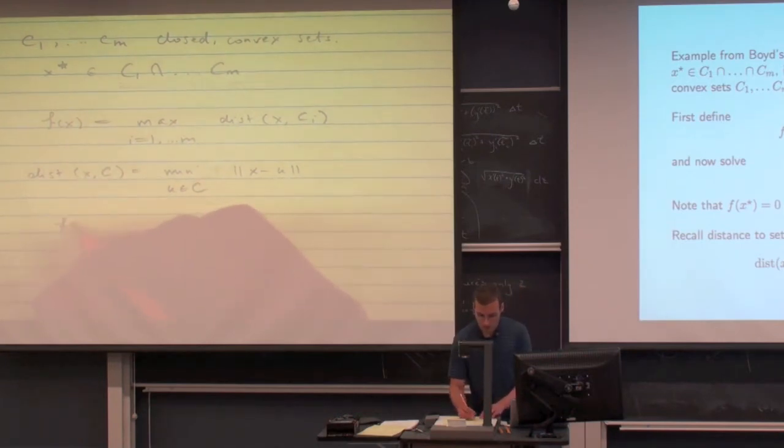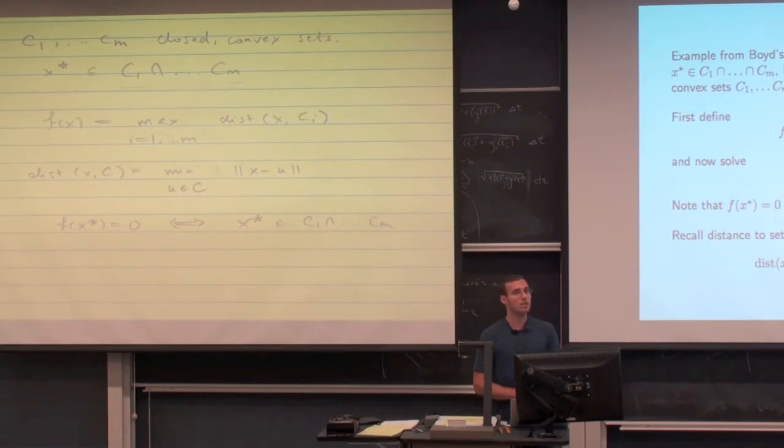Okay, so f of x star is equal to 0, right, if and only if x star is in all of these convex sets. Right, if it's 0, then this was 0 for each i. In other words, it was in every convex set. Okay, so we're going to try to minimize f, see if we ever get to a point for which f of x is 0. If we did, then we have a point that's in the intersection of those sets and we win. If we don't, if we minimize it and it's bounded away from 0, then we know that there's no point in that intersection. Okay?